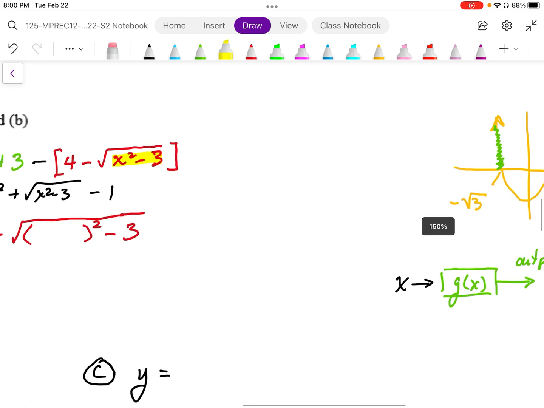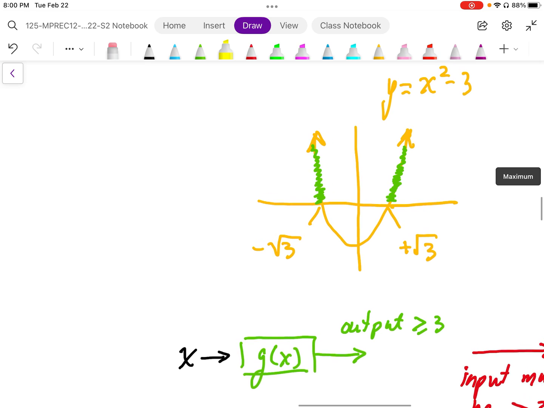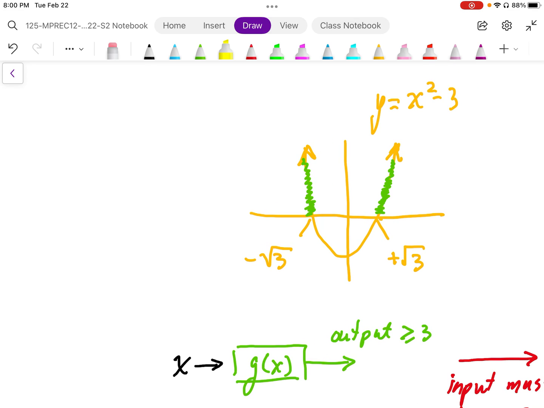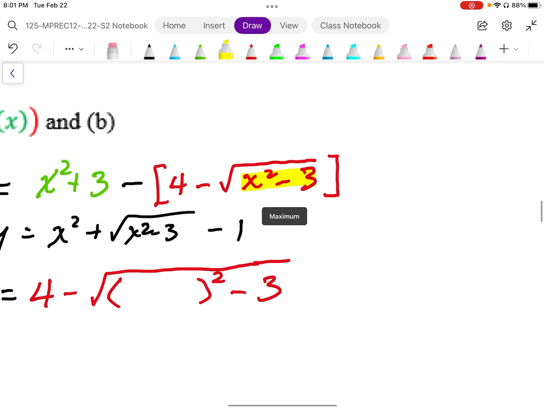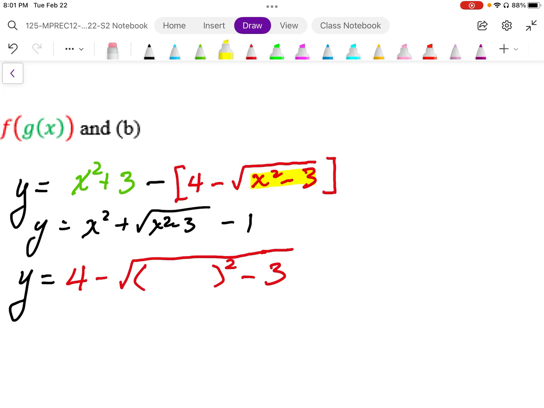So if I graph x squared minus 3, this is what I have here in yellow. And x squared minus 3 has to be equal to 0 or bigger. Where I've shaded in green is the parts where x squared minus 3 is going to be bigger than 0. It's a parabola with vertex at (0, negative 3), and the intercepts are going to be at negative root 3 and positive root 3. So any values of x that are bigger than root 3 or less than negative root 3 will give me positive values of x squared minus 3, which then allows me to square root that number.